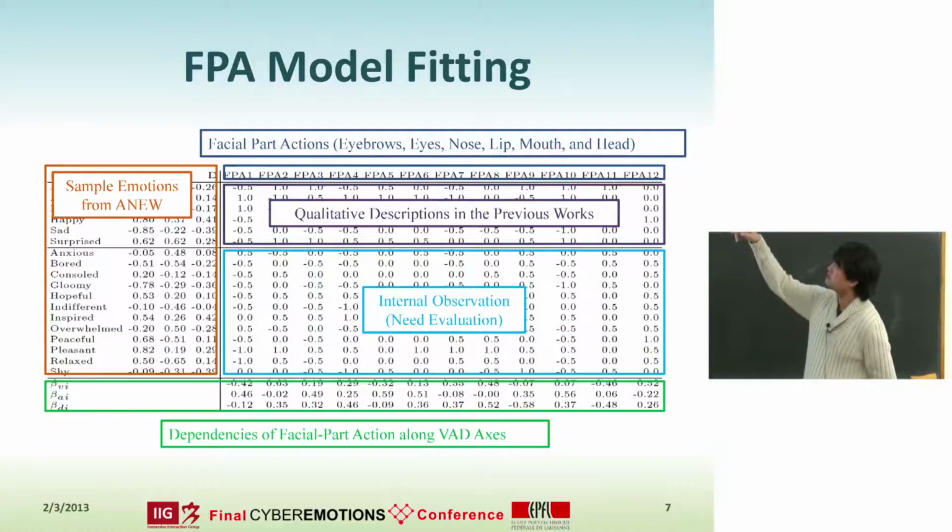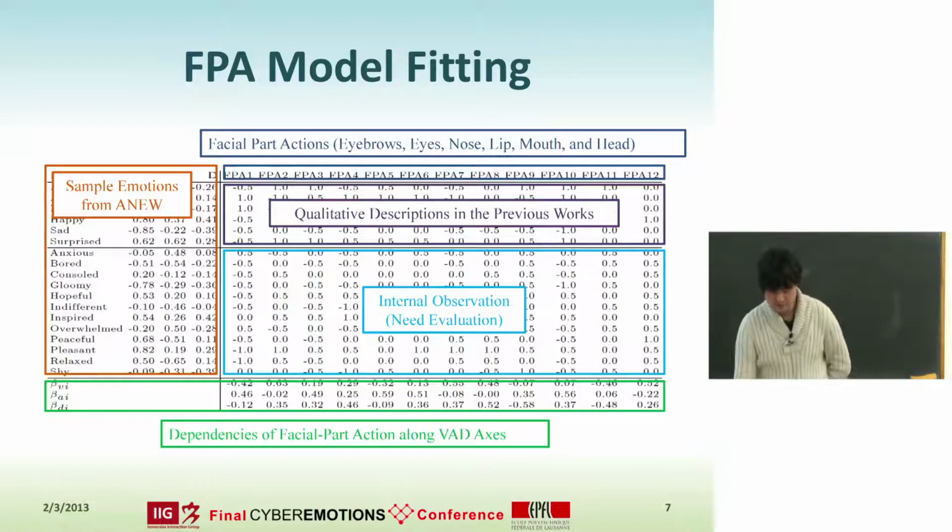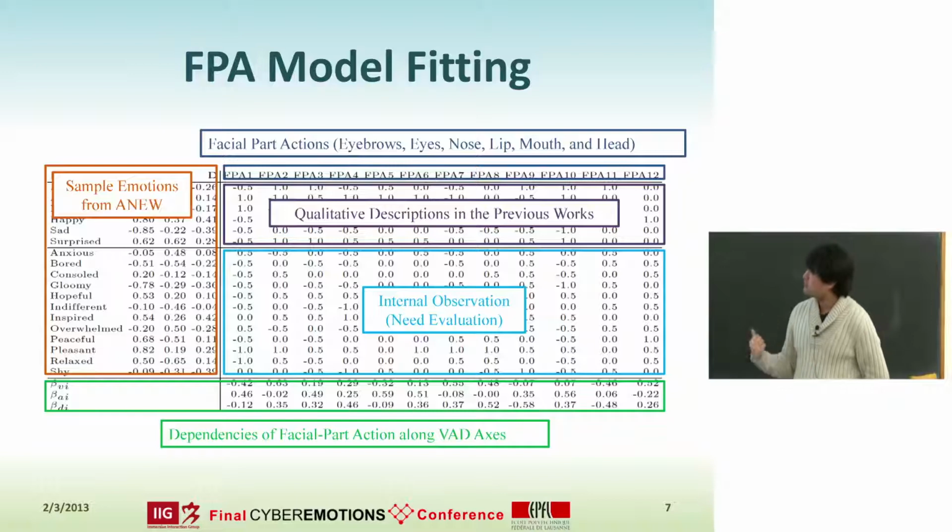The first 6 rows of emotion are the 6 basic emotions, as you know. There is a lot of research from Ekman about facial expression on the basic emotions. So we use this literature to fill in the intensity values, and we had an internal observation about the other emotions to fill all the table.